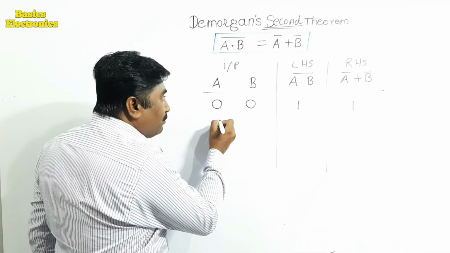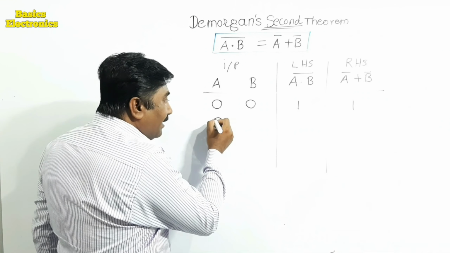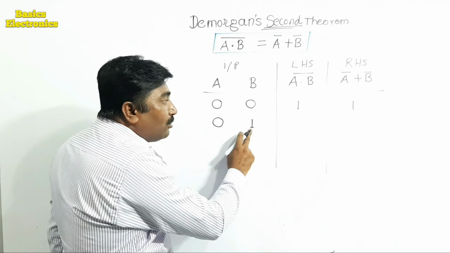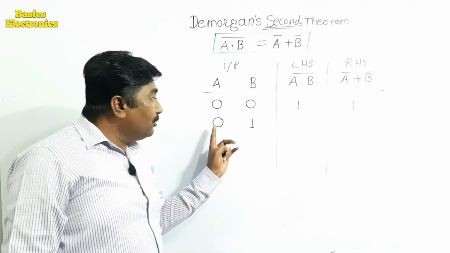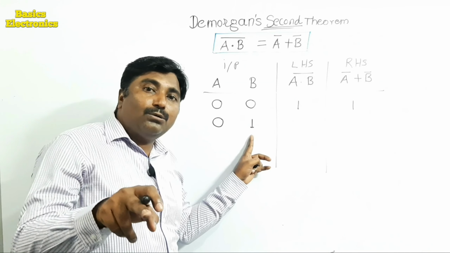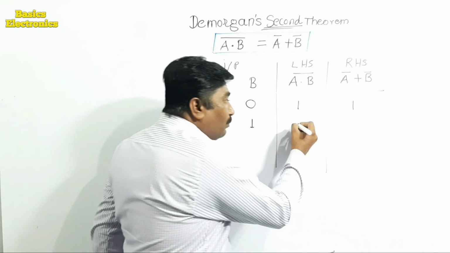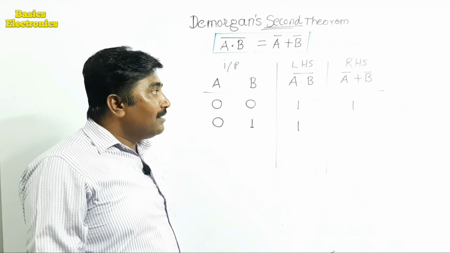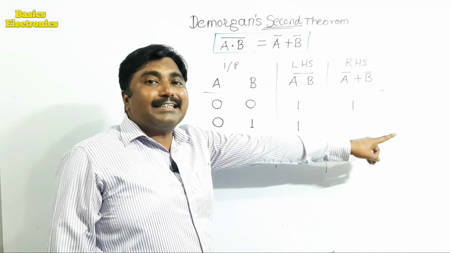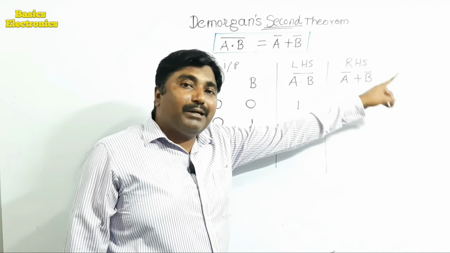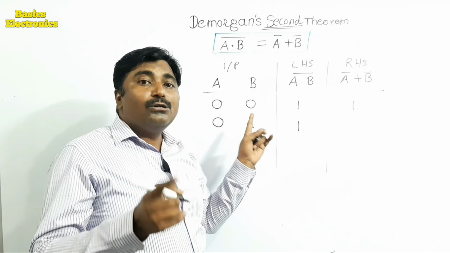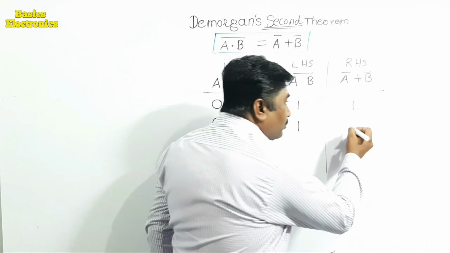Then the second combination, which is A equals 0, B equals 1. At the right-hand side, 0 dot 1. At the left-hand side, 0 dot 1 is equal to 0, and its complement is equal to 1. So we get here 1. At the right-hand side, the equation is A complement plus B complement. 0 complement is 1 and 1 complement is 0. 1 plus 0 is equal to 1.